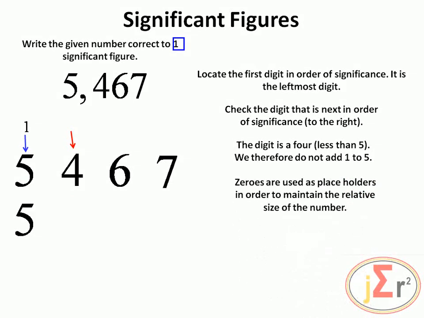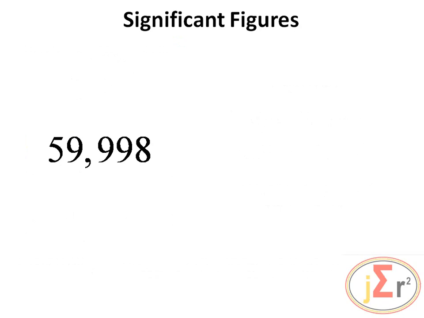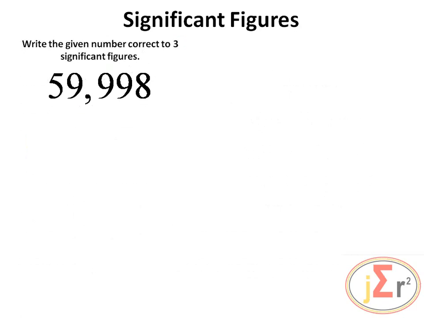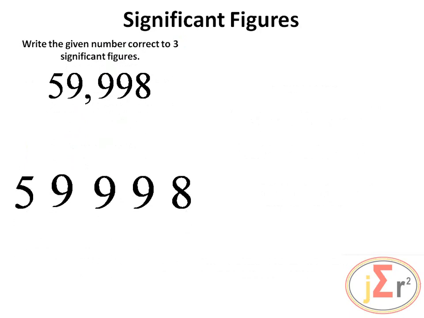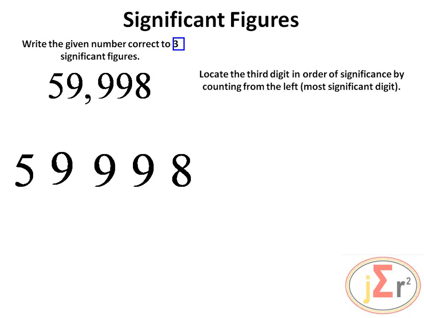Zeros are used as placeholders in order to maintain the relative size of a number. By now, the necessity of including placeholders should be understood, and this knowledge should be applied in all other circumstances where necessary. So write the given number correct to 3 significant figures. Locate the third digit in order of significance by counting from the left, which is the most significant digit.